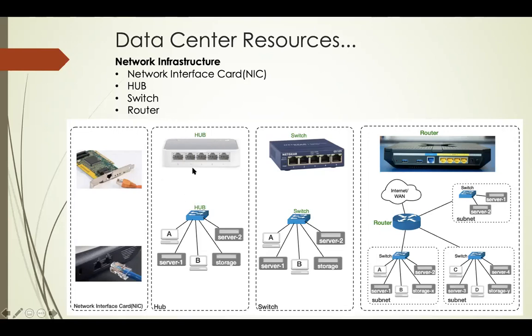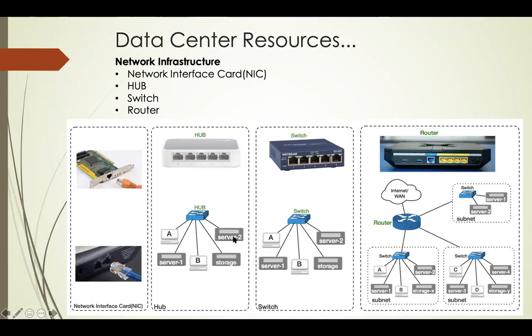The only difference is, in a hub, when computer A, server 1, B storage and server 2 are connected with the hub, now they can talk to each other. When computer A wants to talk to storage, what happens? It sends it to the hub, hub sends it to everyone. Then server 2 says, oh, I don't need it, ignore it. Storage B says, I don't need it, ignore it. Server 1 says, I don't need it, I'm going to ignore. Because the message was only from A to storage, and only the storage server accepts it.